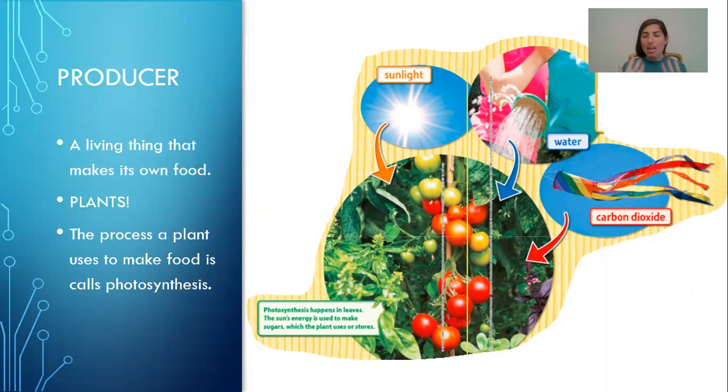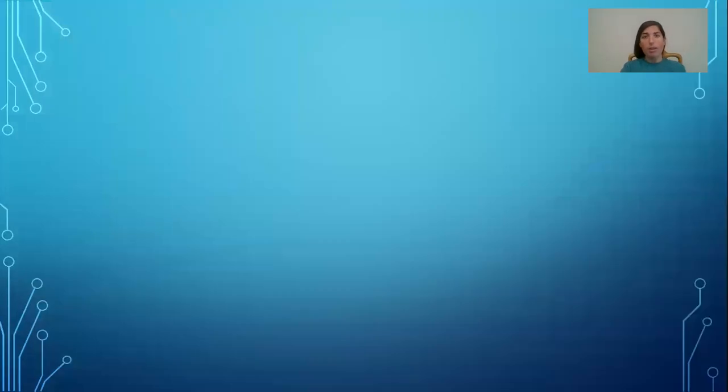Okay? So they don't eat like we eat to create their own food or to get their energy. They create their own energy and their own food from the sun, the water, and the carbon dioxide that they get. So again, a producer is a living thing that makes its own food. It's plants. The next thing we're going to look at is a consumer.